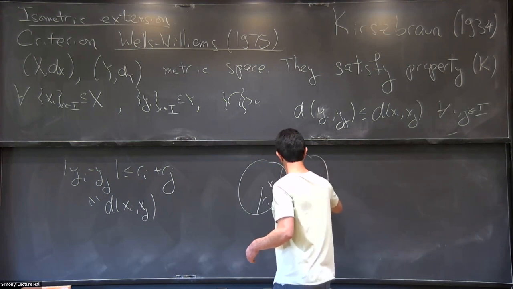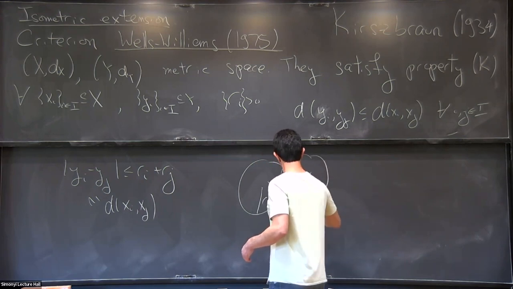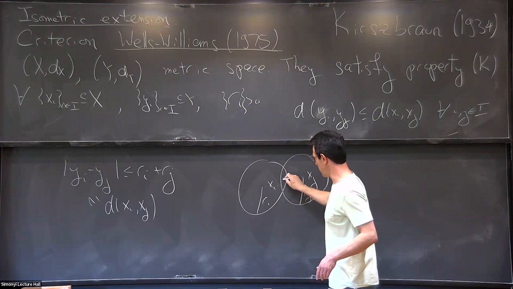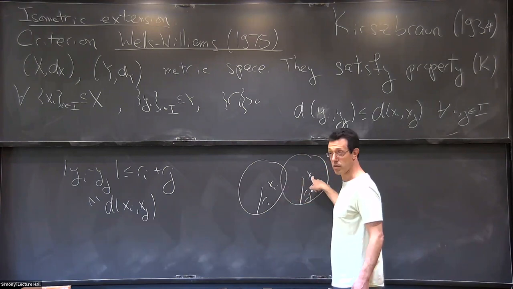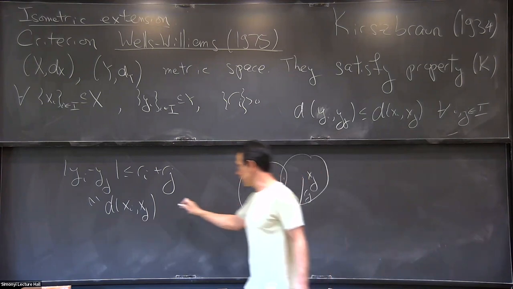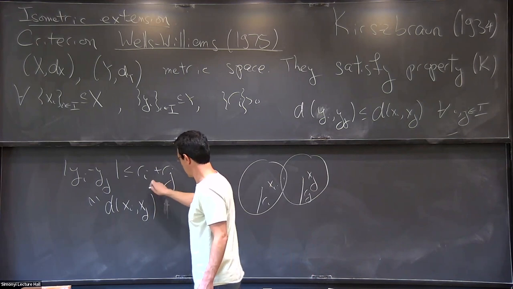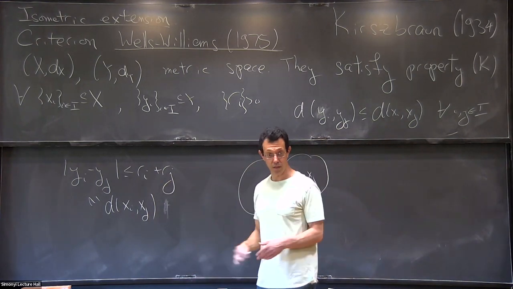They intersect. So whatever point is here, do the triangle inequality from here to here, and you get that indeed this is at most. That's right. Okay, so we check the one thing.